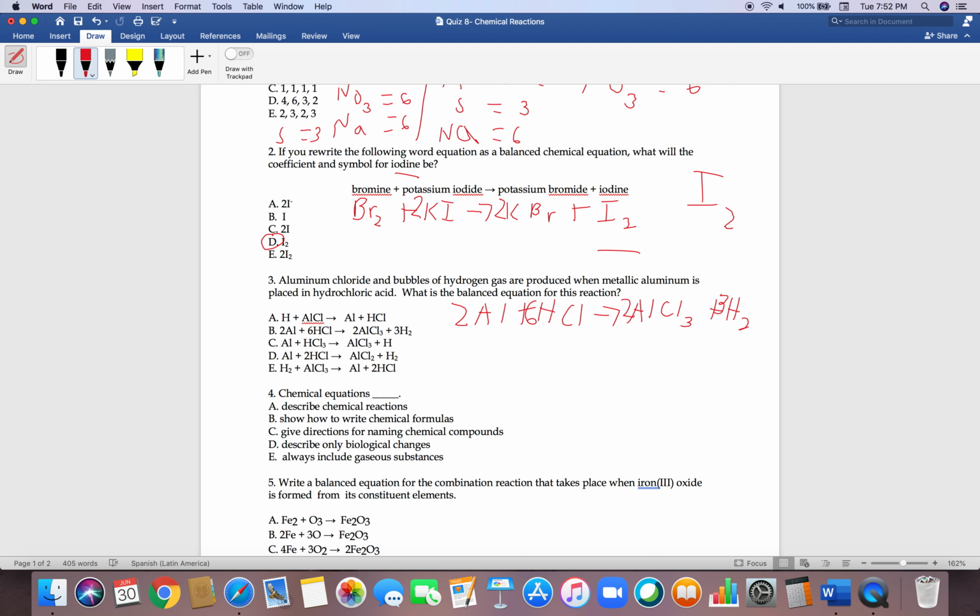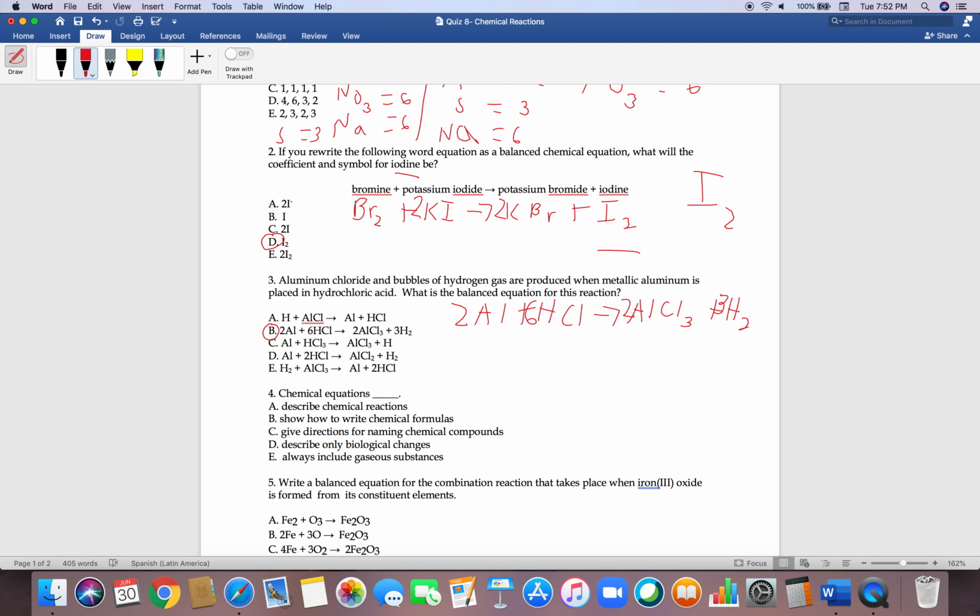So that 3, 6, and 2 is a common multiple problem that you're going to encounter, especially when you're dealing with a subscript of 2. So we have 2 aluminum here, 2 aluminum. 6 hydrogen, 3 times 2, 6 hydrogen. 6 chlorine, 2 times 3, 6 chlorine. So the answer here looks like it should be B.